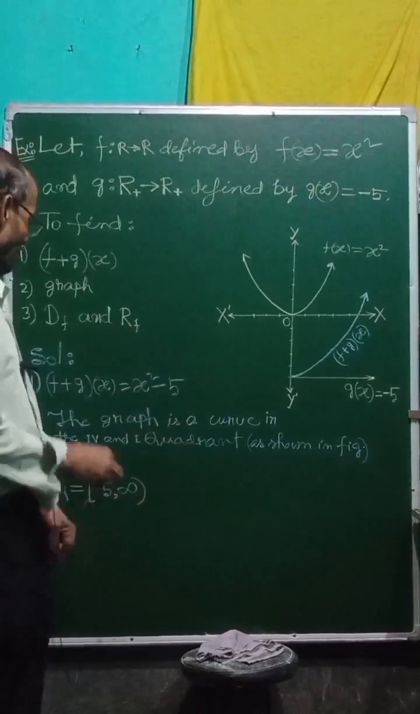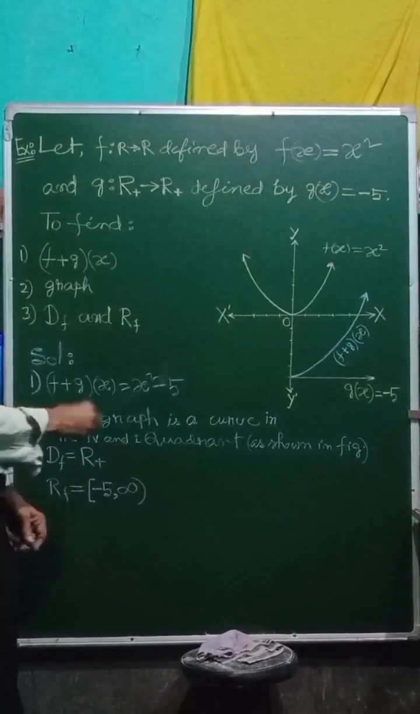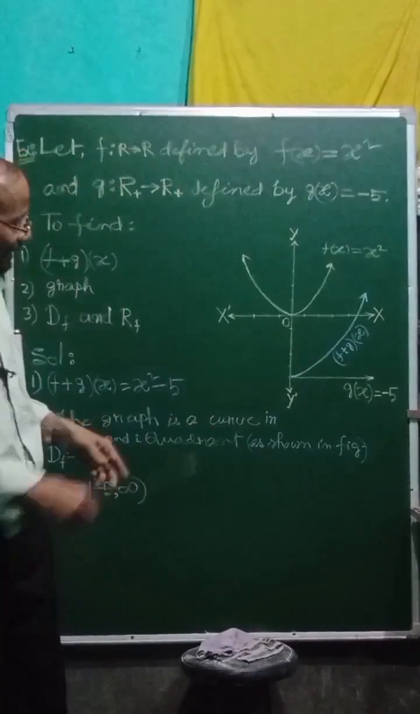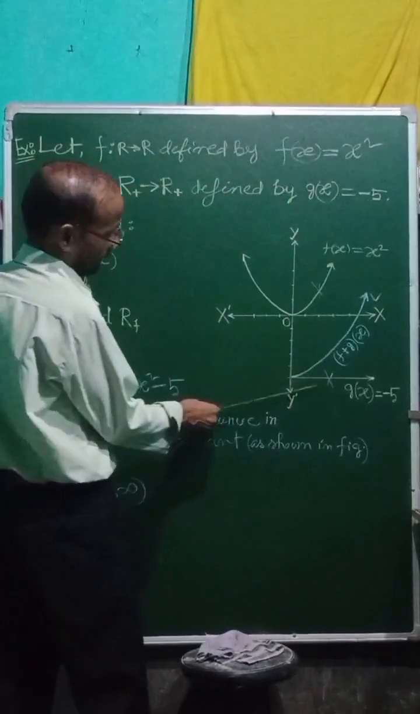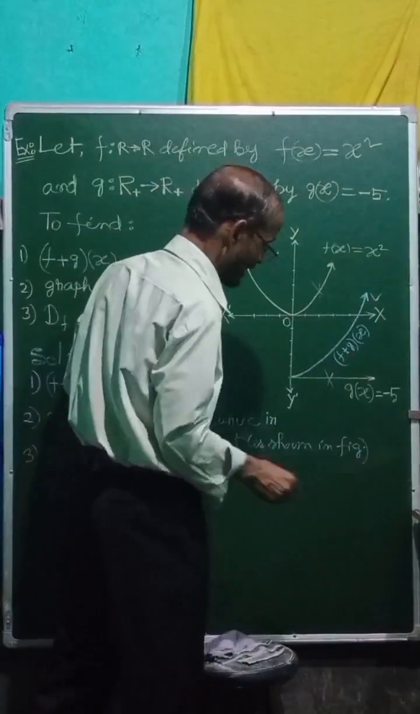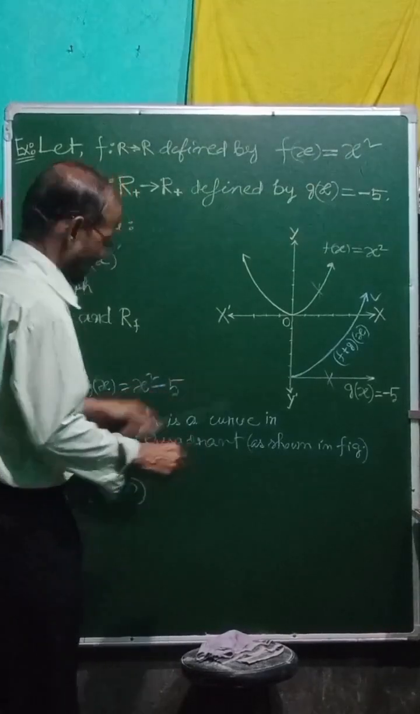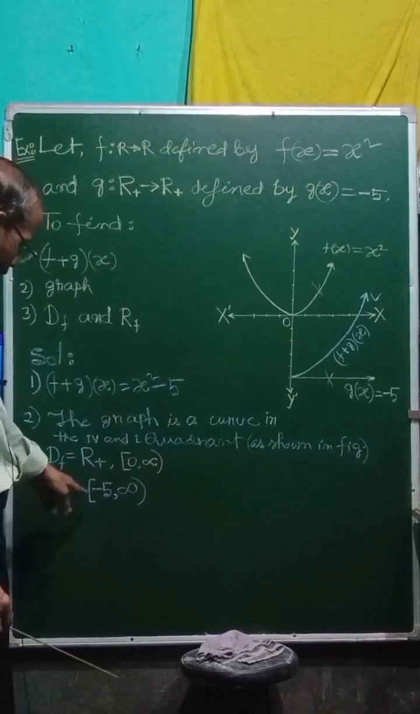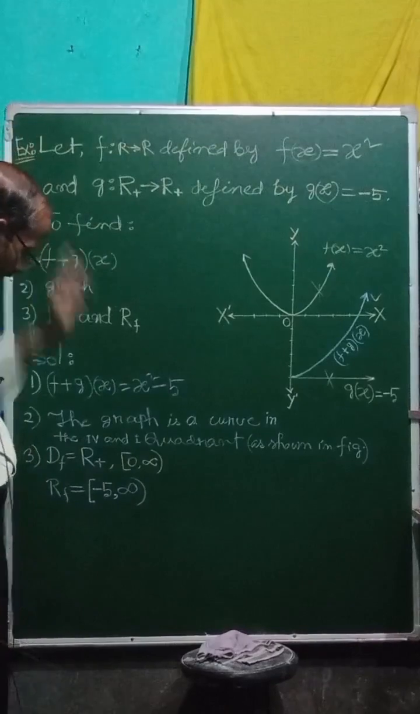For this example, these are the answers. (f plus g)(x) is equal to x square minus 5. And then the graph is this. Okay, domain: obviously, see that the graph is in the fourth and first quadrant, and for all x from 0 to infinity. So the domain is R plus, you can write, or you can write like that, 0 to infinity. And the range is obviously from minus 5 to plus infinity.